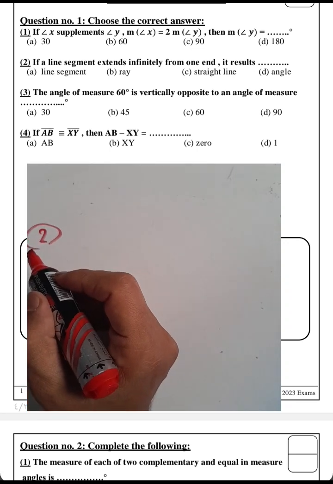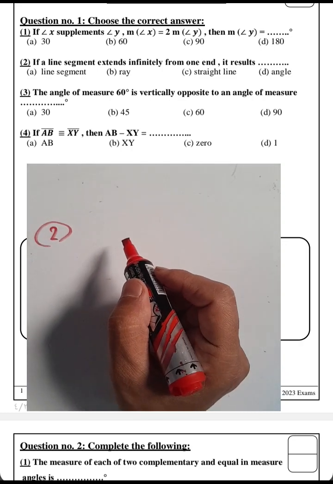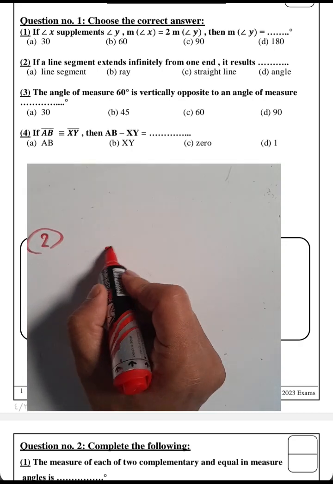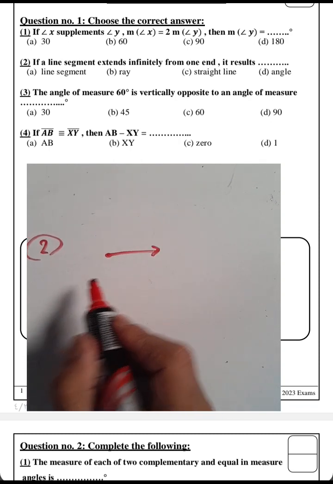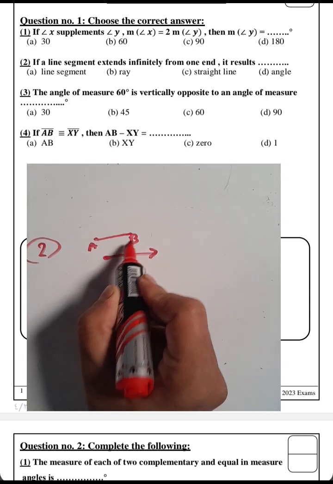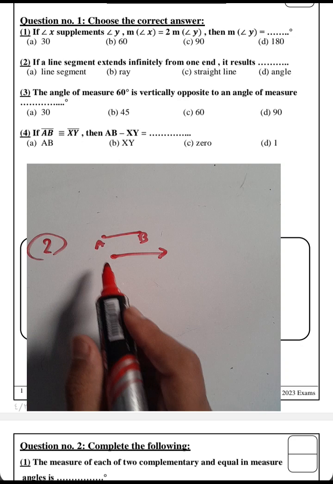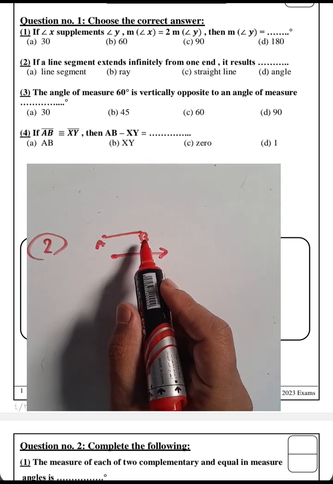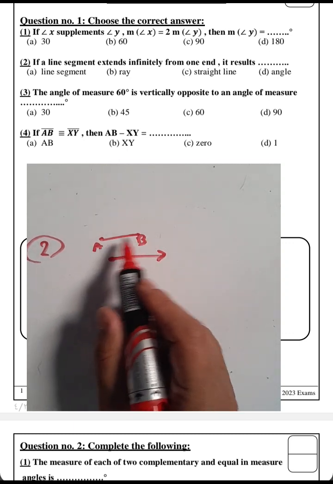If a line segment extends infinitely from one end, what do we call it? We call it the ray. We know the line segment, it will be such that A and B, we call it line segment AB, beginning from the point and ending at the point. And all the points lie in the straight line, in the same line, okay?